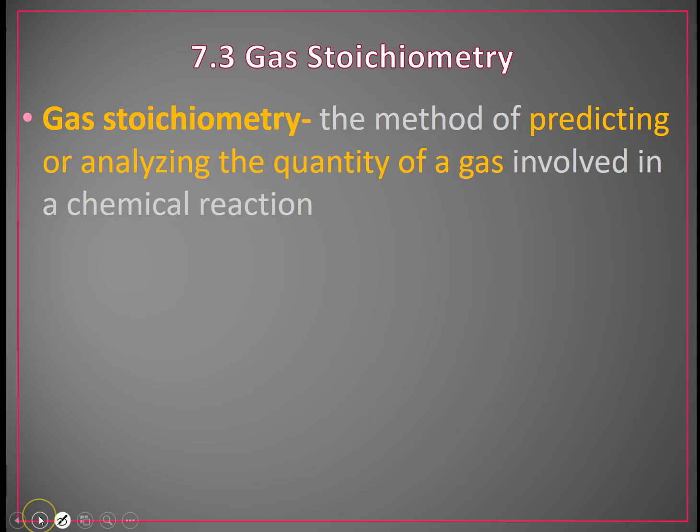Okay, so looking at gas stoichiometry, this is a method of predicting or analyzing the quantity of gas involved. Anytime I'm dealing with a gas, I can figure out mass, but more likely, if we're talking about a gas, we're figuring out what? Anybody know? The volume of it, right. And so gas stoichiometry means I'm going to be dealing with PV equals nRT.